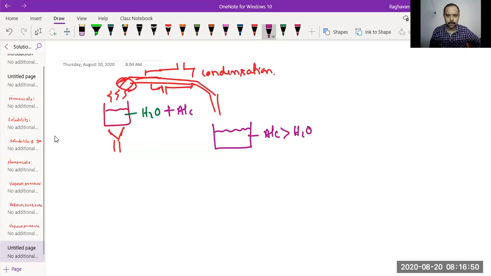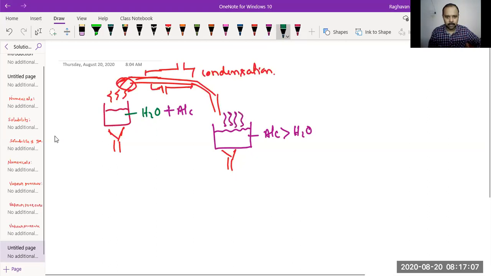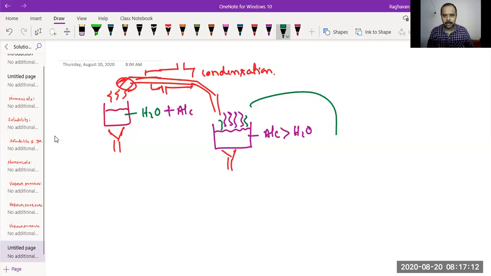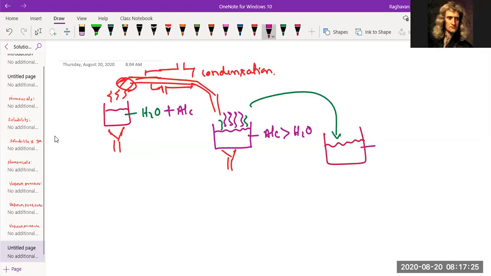Okay. Now I'm going to heat it again. So again, vapors will be obtained. In the vapors, you must notice again there will be more alcohol vapors and less water vapors. Correct? Again, I'm going to condense and collect it. What would happen in this liquid which is obtained? Is alcohol more or water more? Alcohol is much more than water.